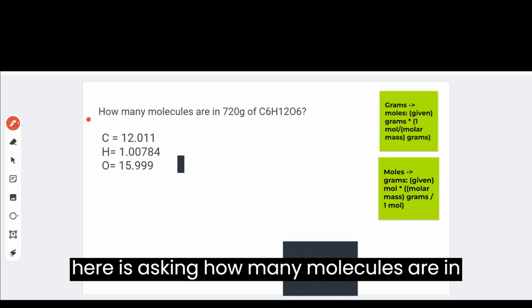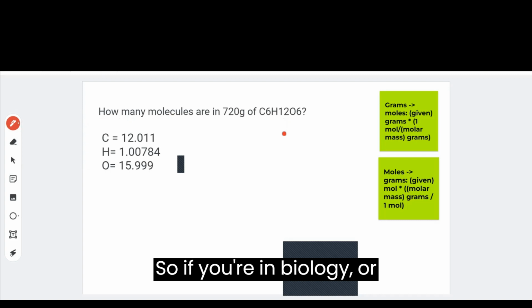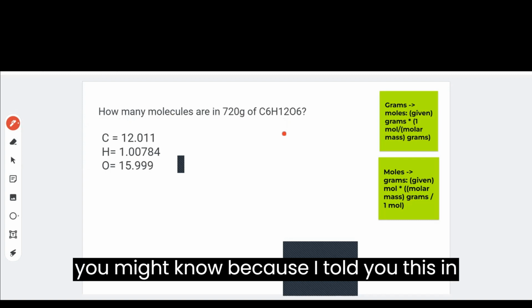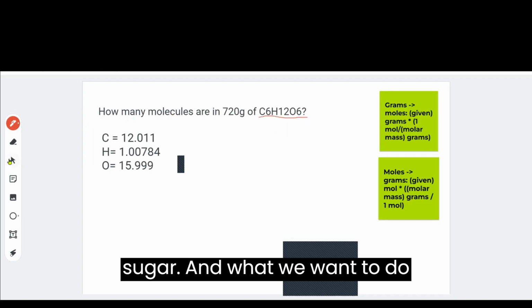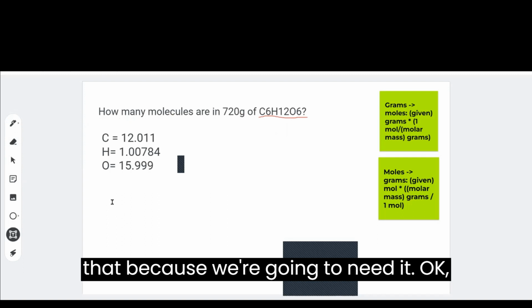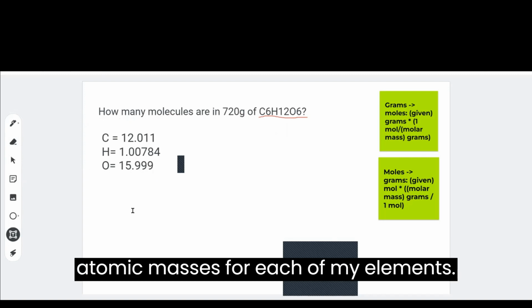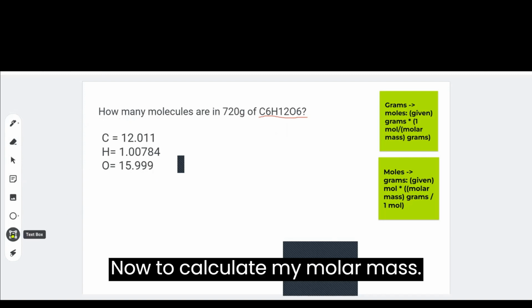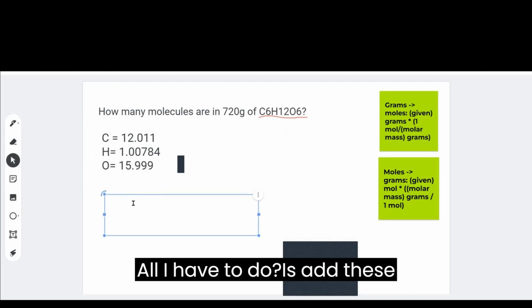So our question here is asking how many molecules are in 720 grams of C6H12O6. If you're in biology, or you might know because I told you this in class, C6H12O6 is sugar. What we want to do is start by calculating the molar mass of that because we're going to need it, okay? I've already typed out my atomic masses for each of my elements. Now to calculate my molar mass, all I have to do is add these up.